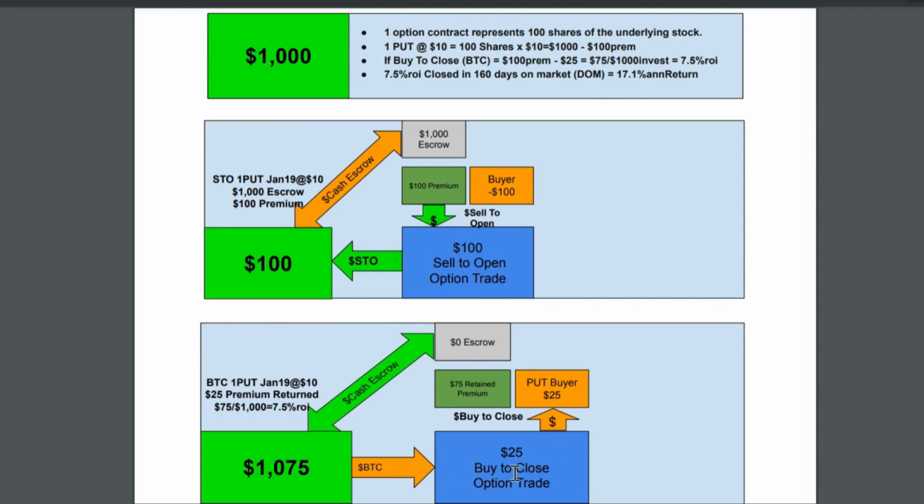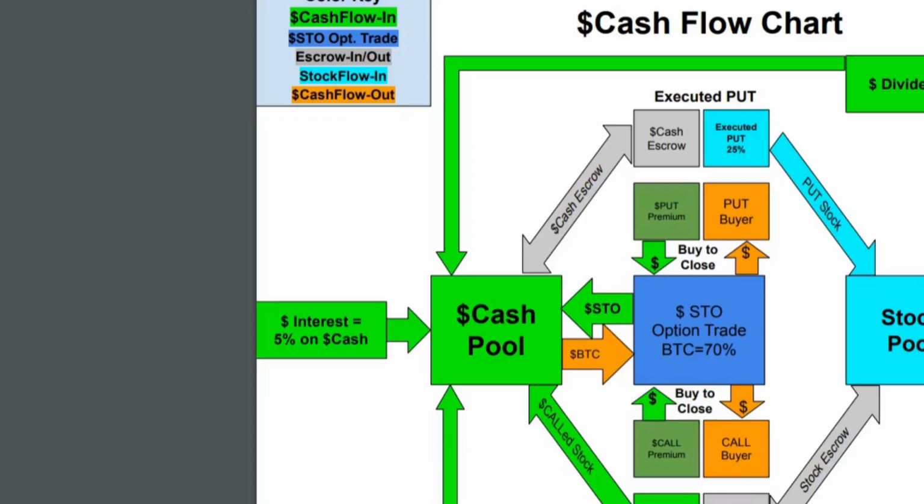The $25 has gone back out of my account through the option contract and is paying the buyer of the put back $25 out of the $100. I retained $75 in this transaction, giving me a return of 7.5% in 160 days on the market.